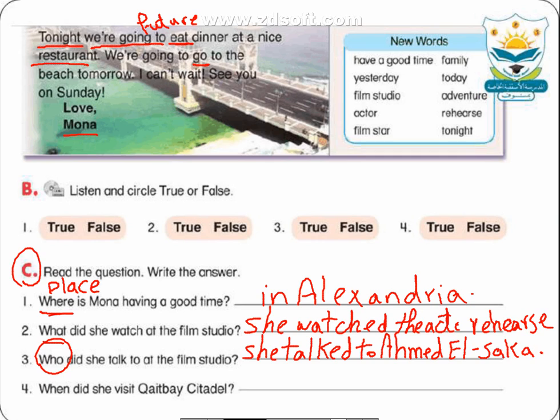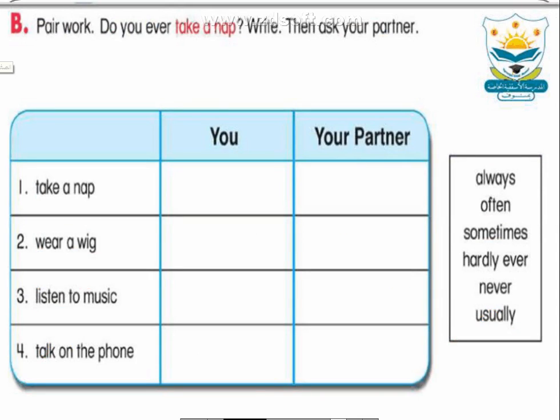Okay? Number 4. When? So here I'm asking about time. When did she visit Qaitbay Citadel? امتى زارت قايتباي؟ When? Today. النهارده. Today. Okay? So we have finished reading time.